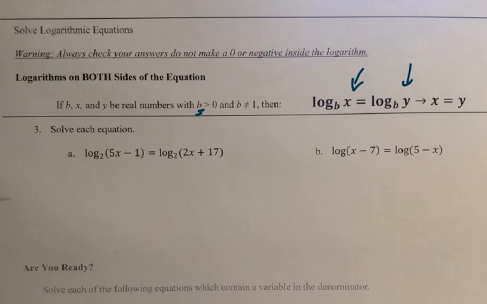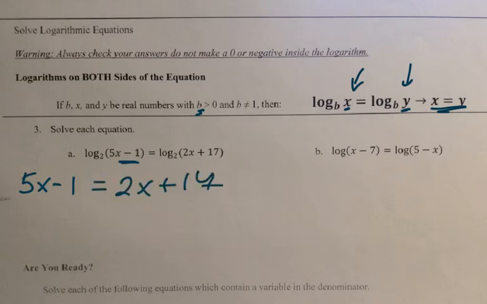But the same kind of principle exists as we were seeing before. If I have log base b of x is equal to log base b of y, the two values x and y must be equal to one another. So to solve these, we look at our bases, make sure our bases are the same in the logarithm, and if they are the same and equal on both sides, then these components must be equal to one another. So 3a, we have log base 2 of 5x minus 1 is equal to log base 2 of 2x plus 17. The bases are the same, so these expressions must be the same as well. So I have 5x minus 1 equals 2x plus 17.